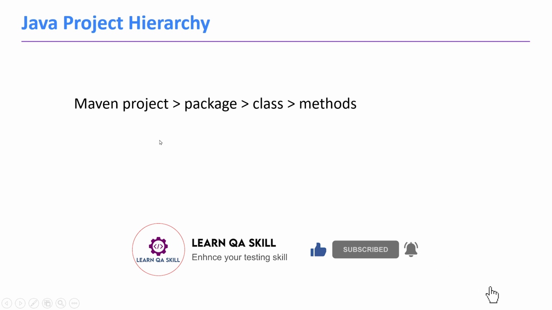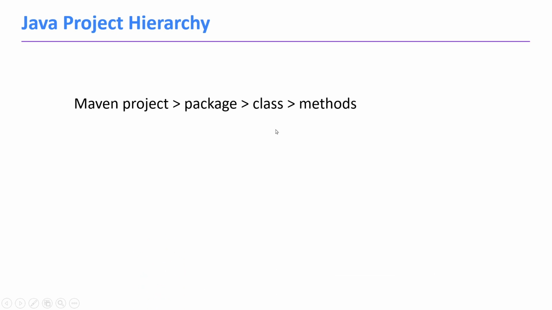So this is the project hierarchy. First, the project will be there. Then the package will be there. Inside the package, class will be there. And inside the class, methods will be there. This is the project hierarchy we have to follow while defining the classes and methods.